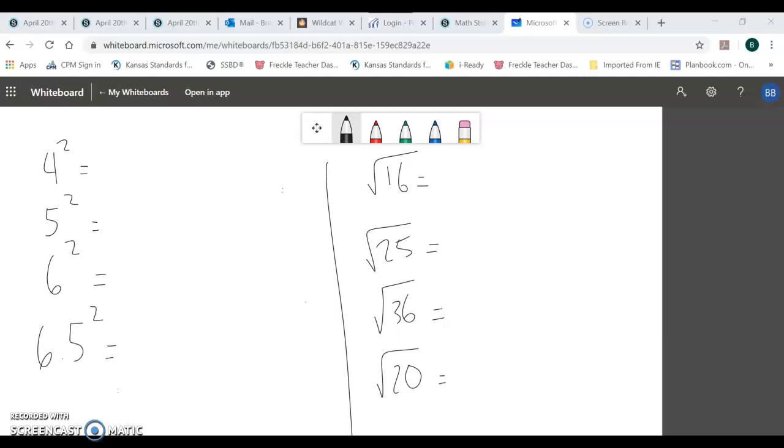This video will be a review of what we've done so far. I'll go over squaring numbers, square rooting numbers, cubing numbers, and cube rooting numbers. I'm going to start with squaring numbers.